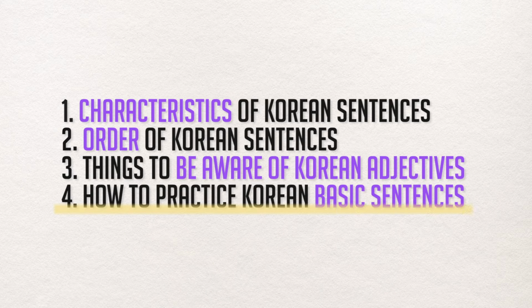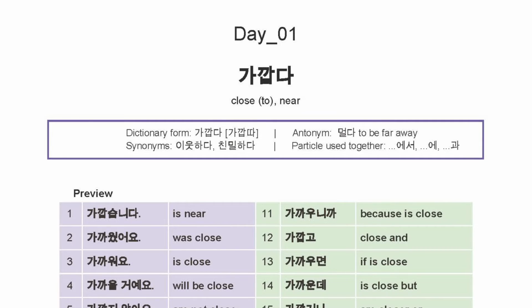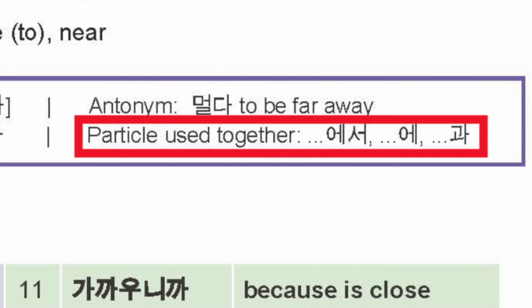Then lastly, let's move on to how to practice your Korean sentences. For those who have never made a sentence before, I recommend you make a basic sentence first. As we have seen earlier, we can find basic sentence framework combines predicates and particles. Let's take a look at the PDF of today's word 가깝다. The particles used together are 에서, 에, 과. So it becomes 에서 가깝다, 에 가깝다, 과 가깝다.